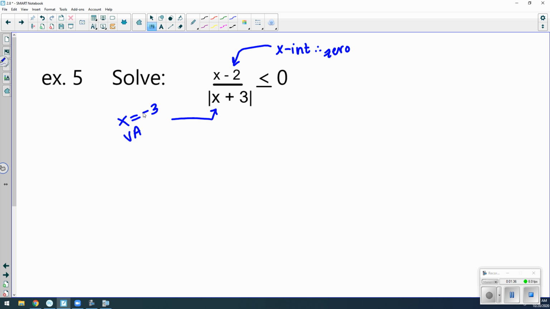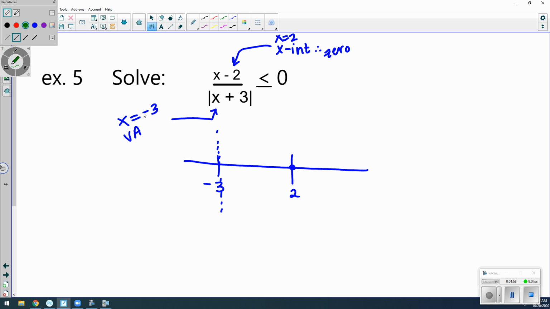All right, so I'm going to say x equals 2 up here. When I think about my test strip here, remember that -3 is going to be an asymptote, and then 2 is going to be a 0. So what I have going on here are 3 intervals that I need to test. I need to test from -infinity to -3. I'm going to use a parenthesis there because it's an asymptote and I can never equal -3.